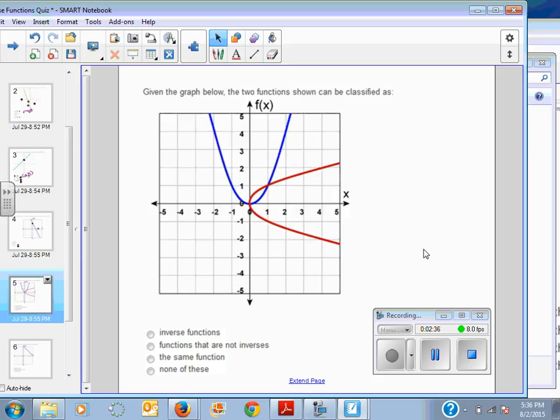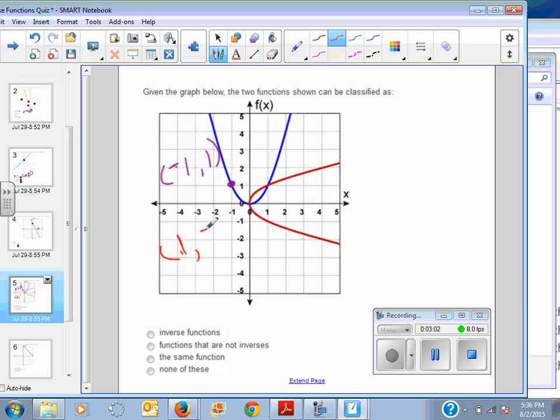All right, given the graph below, the two functions shown can be classified as, okay, so you've got two functions there. Let's pick up a couple points here, like this one right here, that point right there. That is -1, 1. Now, if these are inverses, that means 1, -1 should be on the red graph. So let's see. 1, -1 is right here. All right. Since that exists, since these two are inverses of each other, that means those graphs are inverse functions.